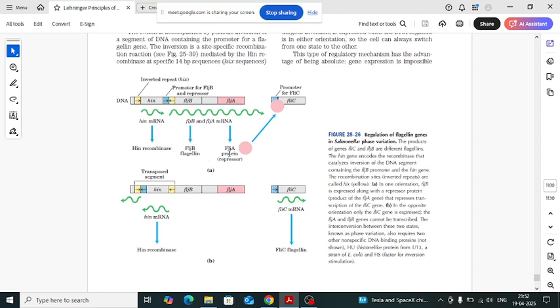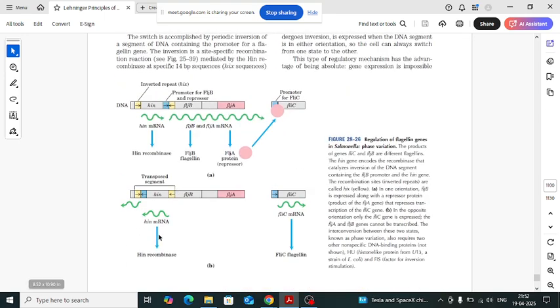This FljA protein is a repressor, right? So what happens? This Hin is a transposed element. It has come from somewhere else, right? So that's how the products of the genes fliC and fljB are different flagellins. This hin gene encodes a recombinase which can catalyze inversion of the DNA segment containing the fljB promoter and the hin gene. These recombination site inverted repeats are called hix, right?